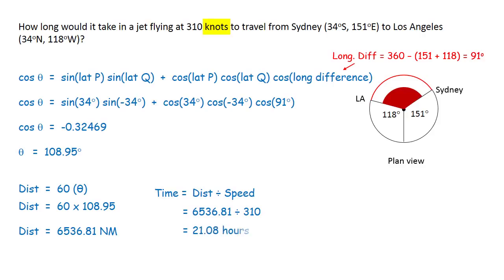When you get your answer, convert the decimal hours into hours and minutes. You can do this by writing down the full number of hours, that's 21 hours. Then you get the remaining decimal part and multiply it by 60. 60 times 0.08 is equal to 5 minutes.